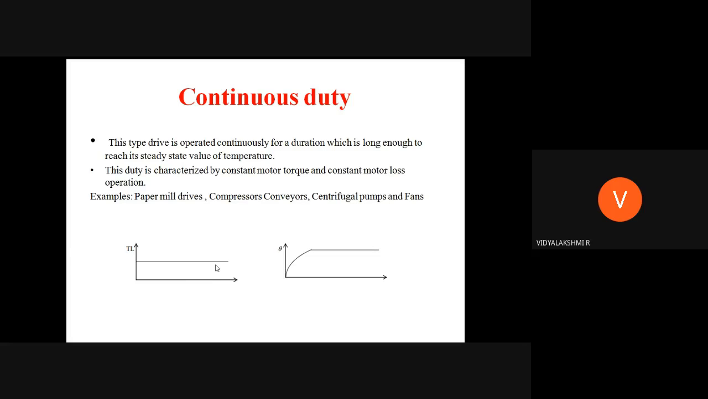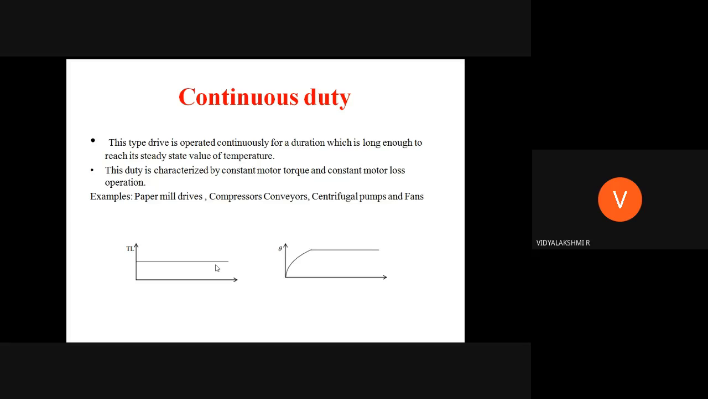Have you got my point? What I'm saying, have you all got my point? Yes? Have you all got my point or not? Any doubt? Any doubt? I'm asking you only. No. Okay.